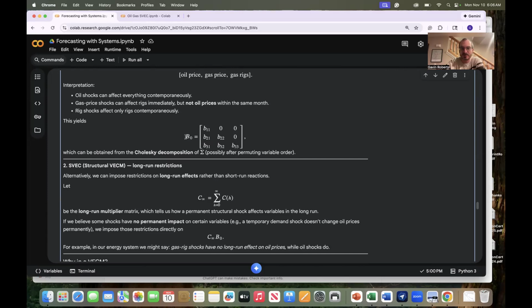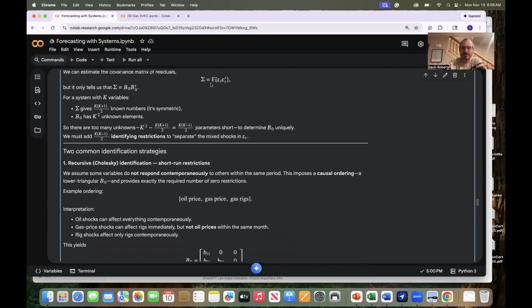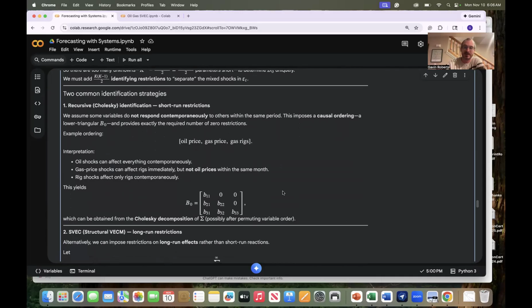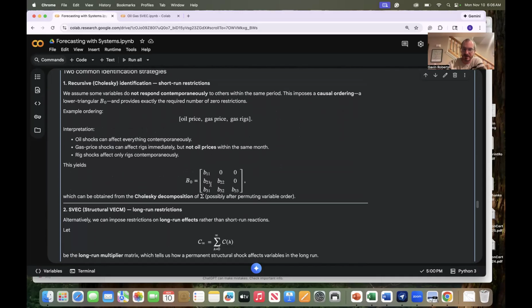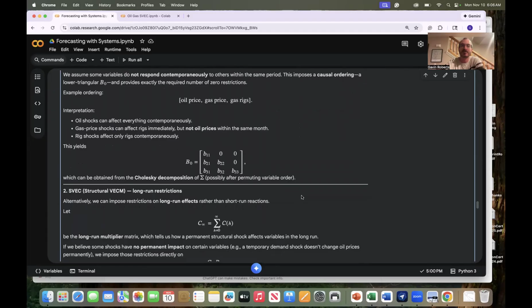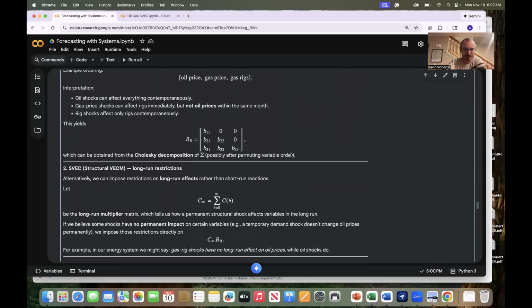That allows us to write that B matrix, this matrix that allows us to identify structural shocks in this way. And now we have enough knowns by assumption. We got rid of these. These are knowns now because they're zero. And so we changed some things that were unknown to things that were known, and now we can identify the system.